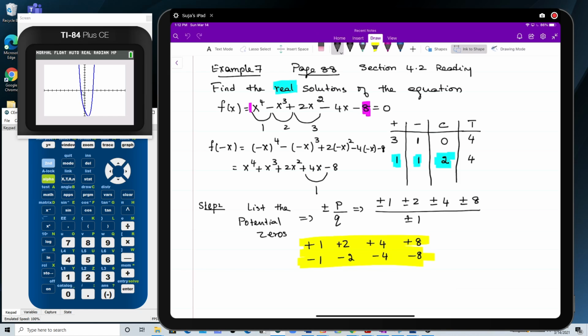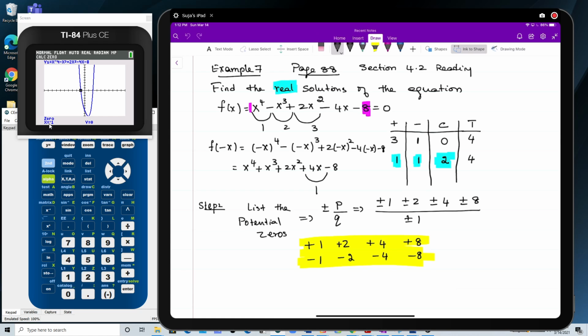So first, let me start with my left hand side here. It looks like this is a negative 1. Let me cross check it. One option I can do is go to 0 and click left bound, which means I go to that side, enter, then go to right bound, enter, and look for that 0. Negative 1 is a 0.